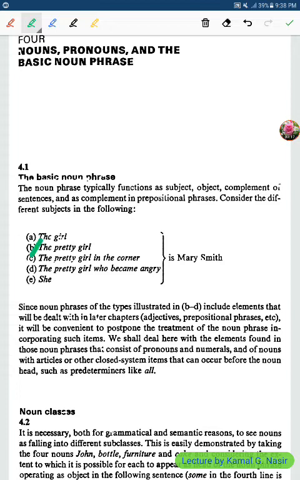The third one is the pretty girl in the corner. It is also a noun phrase made of the article, pretty is adjective, and girl is noun, and in the corner is what? It is a prepositional phrase and it is adverb of place. All this is what? All this is a subject before the verb is, you see.